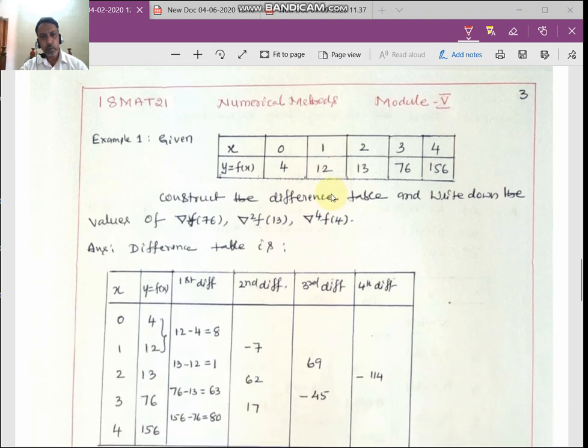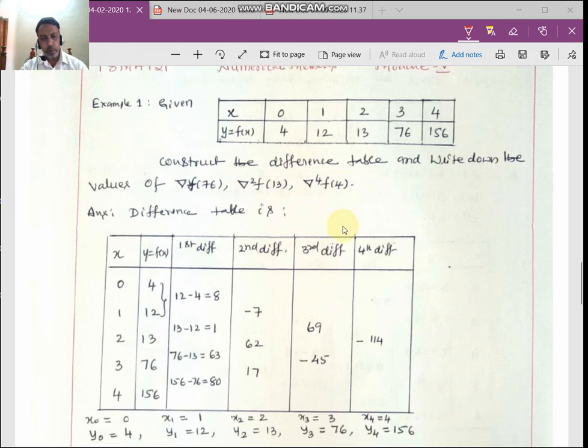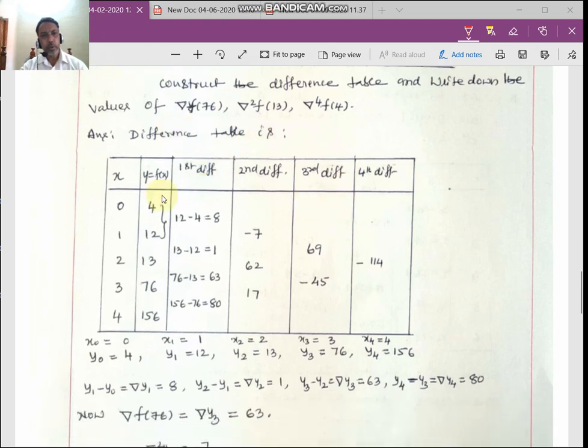So let us take an example and find or obtain some of the differences. It is given that x values are 0 to 4 and y values are 4 to 156. Let us construct the difference table and obtain the values of ∇f(76), Δ²f(13), Δ⁴f(4). The difference table is again, first two columns x and y values, these are the given values.